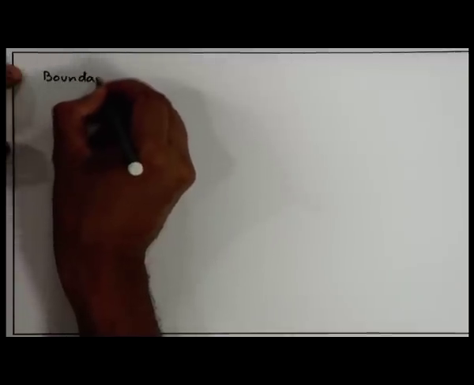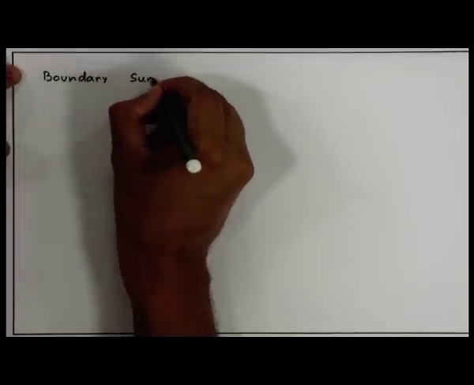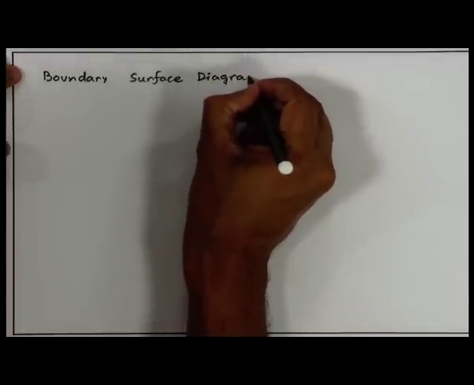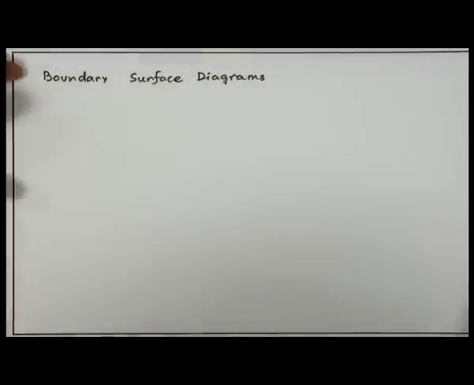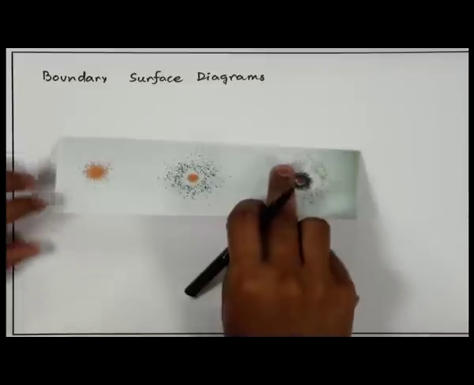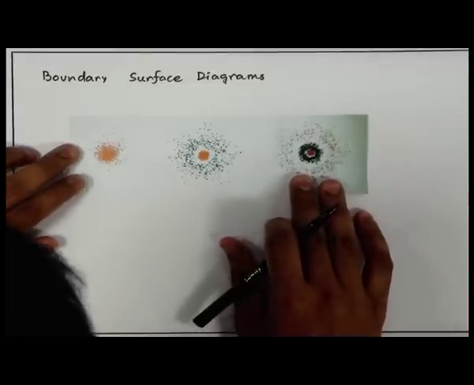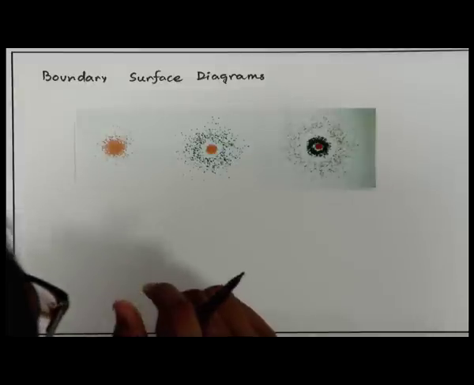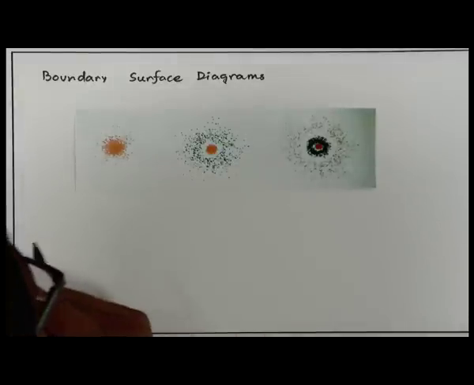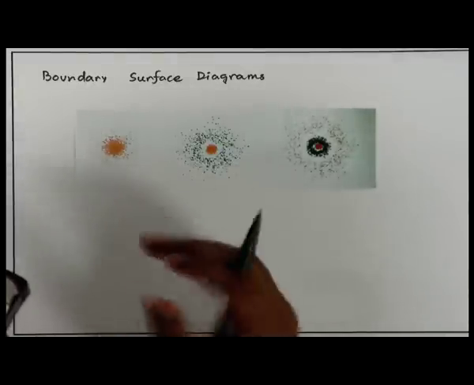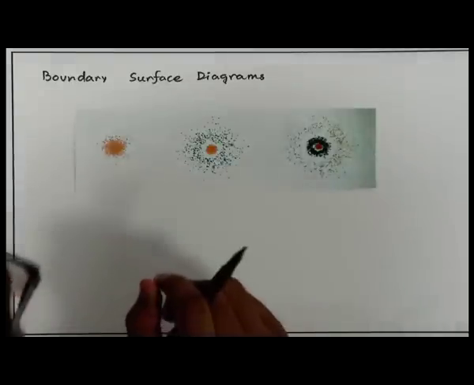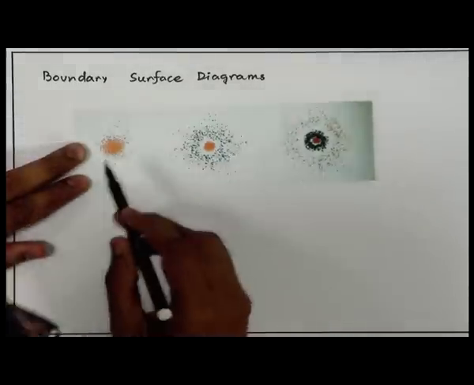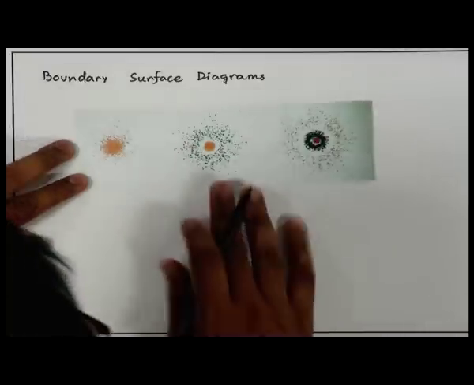Our next point of discussion is boundary surface diagrams. Now, when I solve the Schrodinger equation of the hydrogen atom, I get the 1s orbital, I get the 2s orbital, I get the 3s orbital. The square of those wave functions are essentially the probability distribution. So, probability distribution means how many times I will find the electron at a particular value of r.